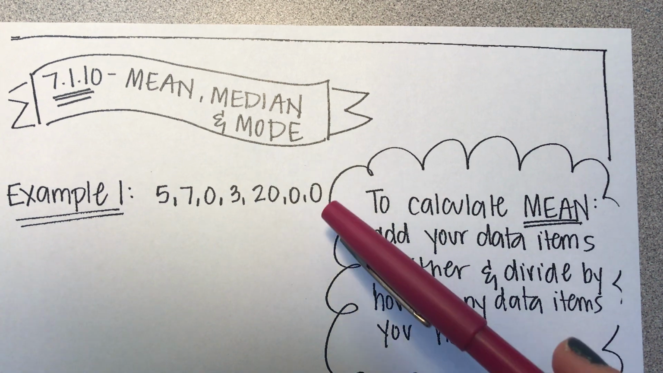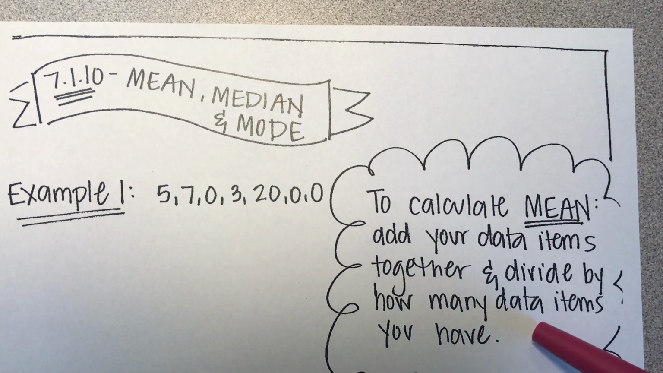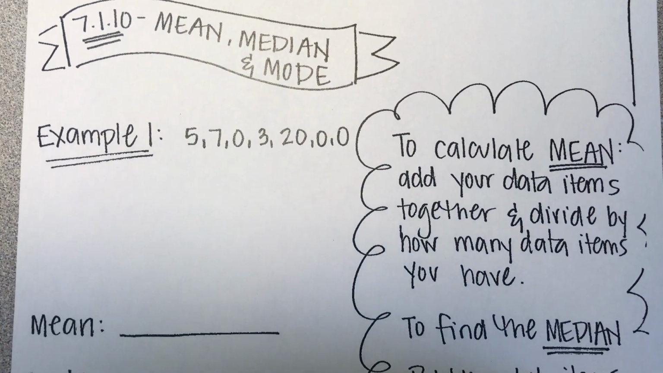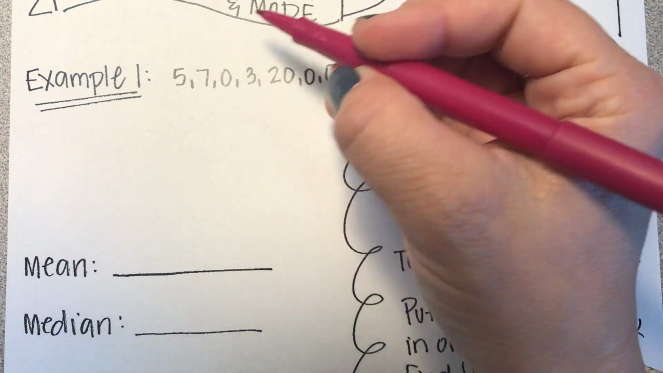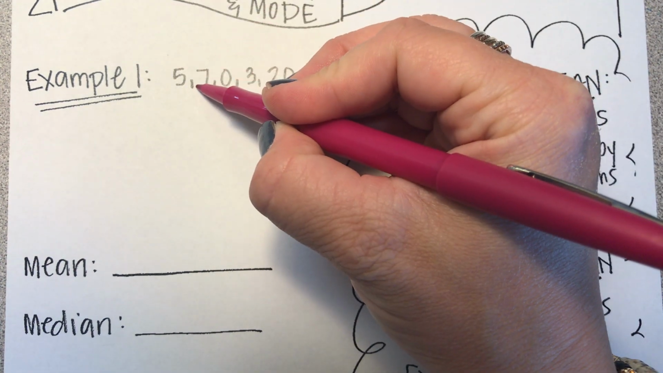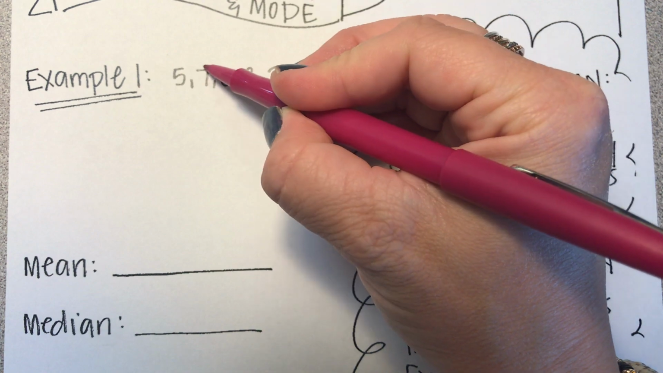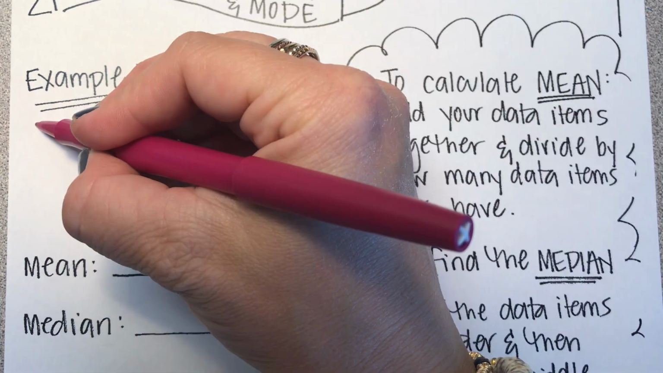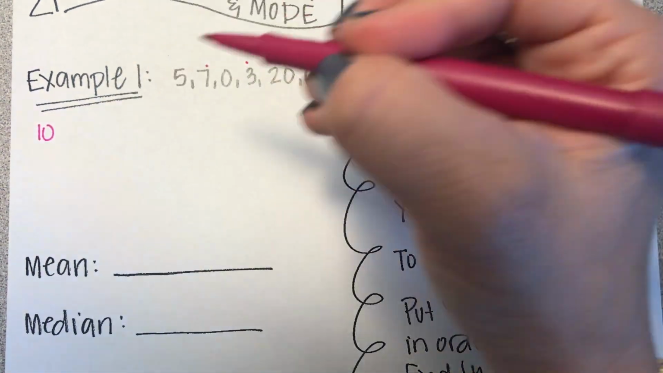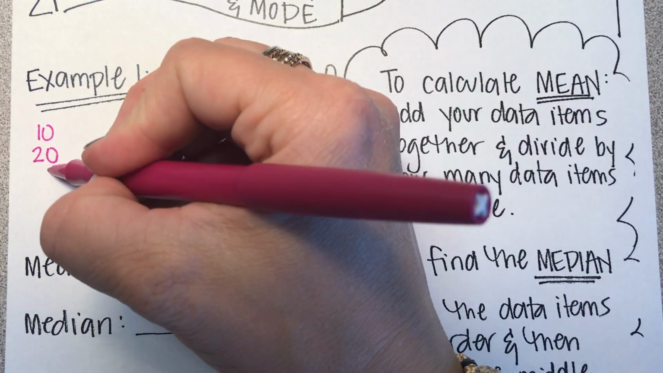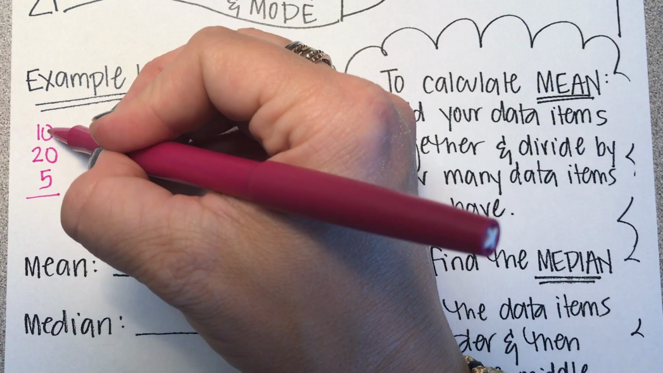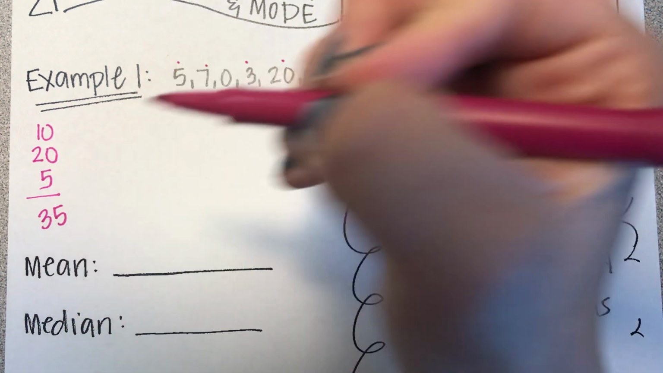Okay, so let's go ahead and calculate for this data set. Let's do the mean first. So we're going to need to add together all of these numbers. The way I like to add is I like to make groups of 10. I have 3 and 7, so that makes 10, right? And then I have 20, and then really all that's left is 5. So when I add that together, 20, 30, 35.